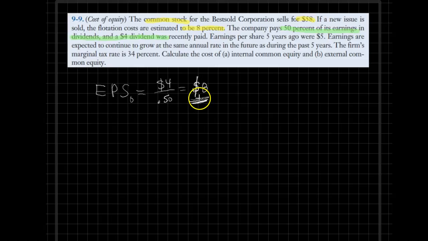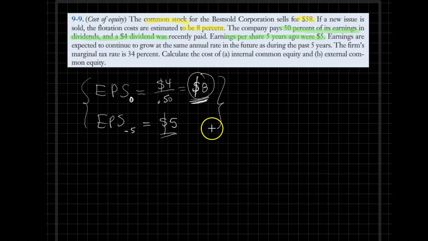Now, what's interesting though is earnings per share 5 years ago were $5. So that would be earnings per share, for sake of notation, I will say minus 5. So earnings per share currently is at $8, but 5 years ago that figure was a mere $5. So why are we given these figures? The next part will reveal that. Earnings are expected to continue to grow at the same rate as they did in the previous 5 years.